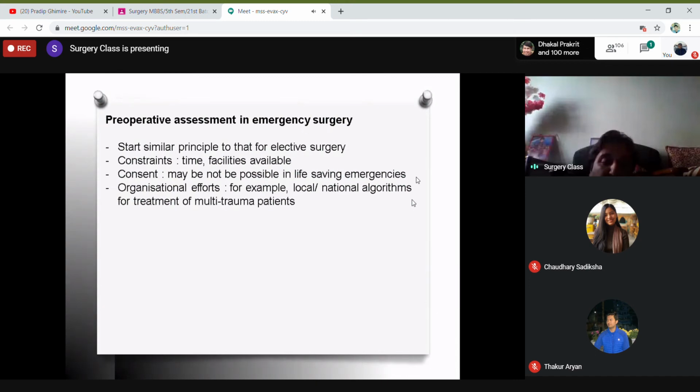If the patient is in a state of shock, you have to first resuscitate the patient and open a wide bore cannula, then start resuscitating, take samples for blood investigations, and give oxygen to the patient. Try to stop the bleeding if it is external bleeding. Position the patient properly, and then take the patient to the operation room.